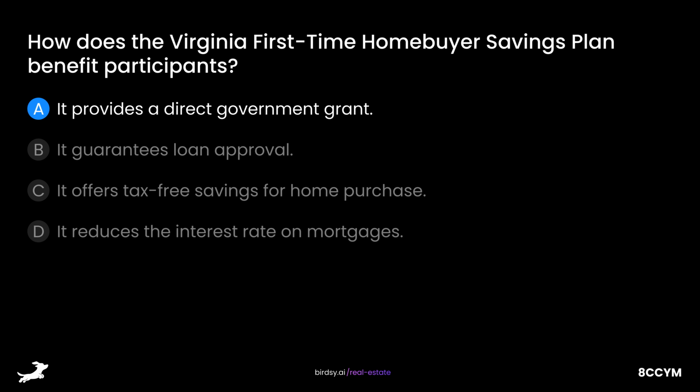Is it A, it provides a direct government grant? B, it guarantees loan approval? C, it offers tax-free savings for home purchase? Or D, it reduces the interest rate on mortgages? The answer is C, it offers tax-free savings for home purchase.